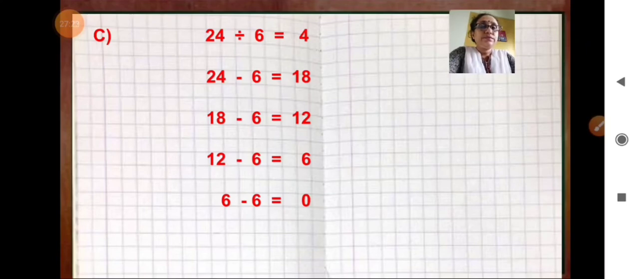Write down 24 divided by 6 equal to 4. 24 minus 6. After subtracting, we got 18. 18 minus 6 equal to 12. 12 minus 6 equal to 6. And 6 minus 6 equal to 0. So here we can see how we have done the repeated subtraction. Okay, divide by repeated subtraction. Finished all of you?